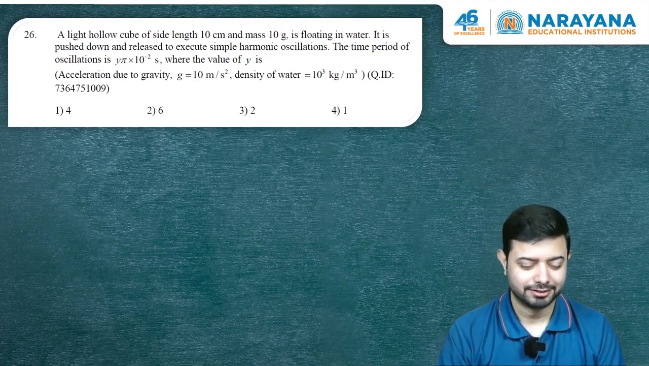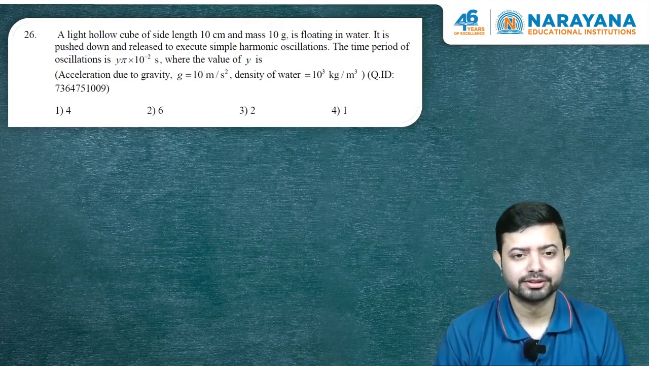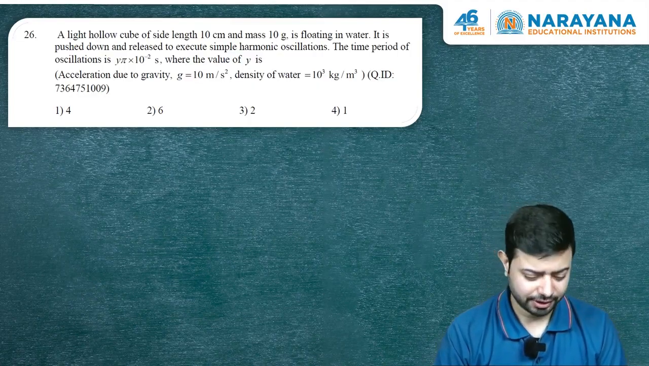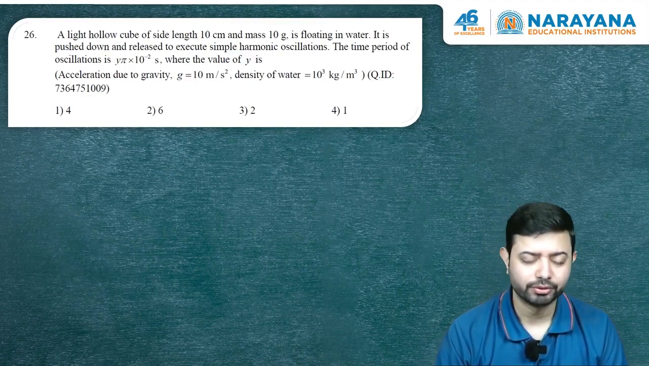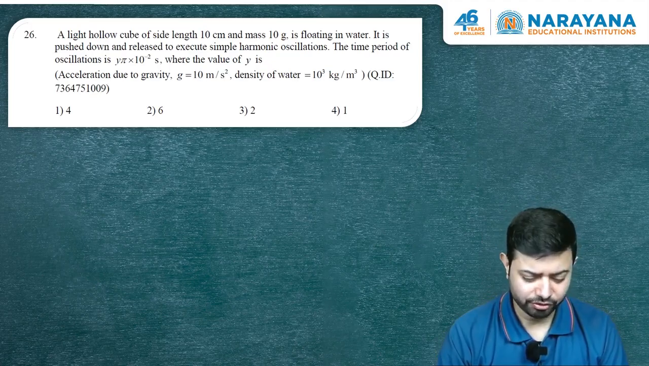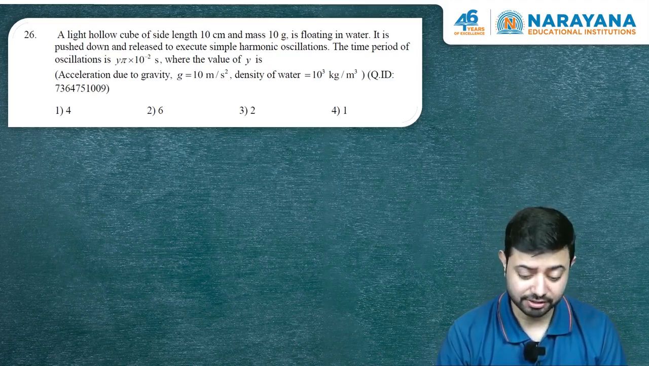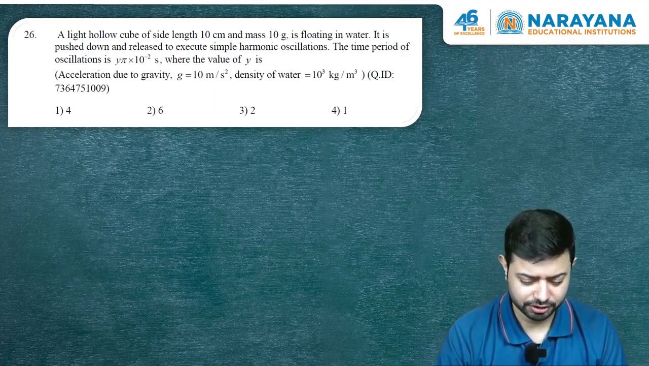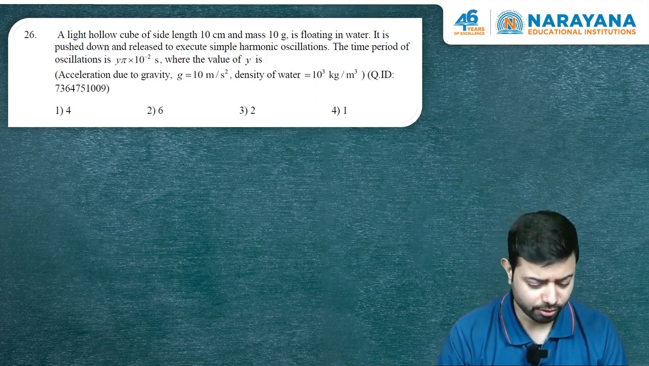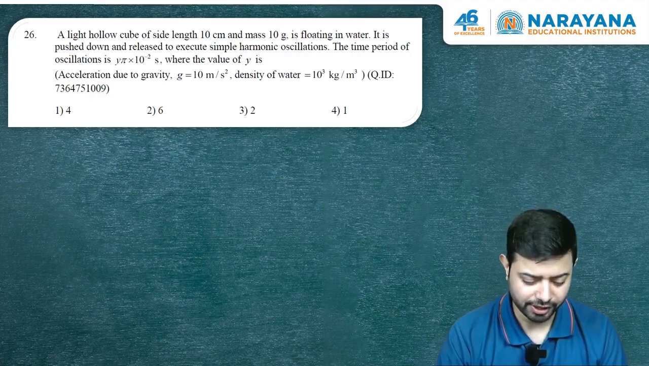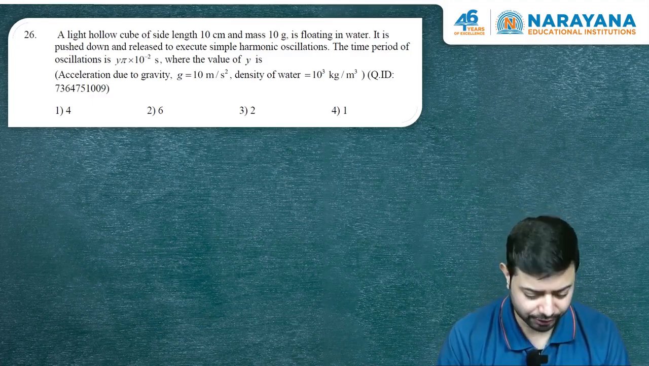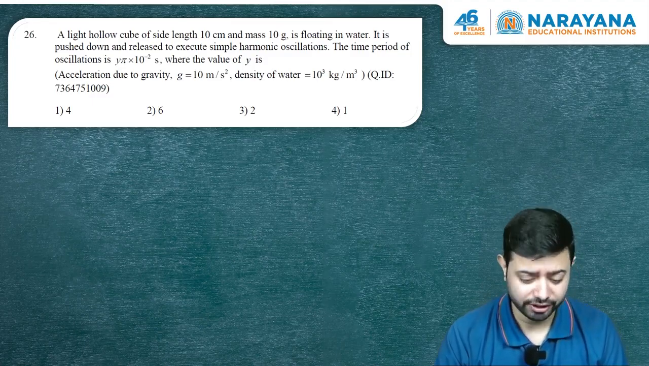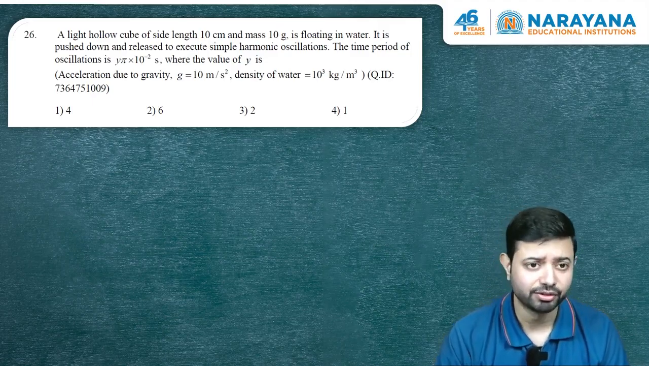Hello everyone. This is the morning shift of 23rd January physics paper, and let's see question number 26. A light hollow cube of side length 10 centimeter and mass 10 gram is floating in water. It is pushed down and released to execute simple harmonic oscillations. The time period of oscillation is y into pi into 10 to the power minus 2 second, where the value of y is. So, they are asking about this y value, but before that, in this question we have to find the time period of this particular oscillation.